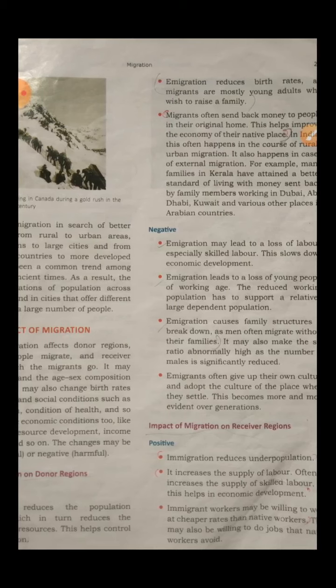Migrants often send back money to people in their original home. This helps to improve the economy of their native place. Like in India, this often happens in the course of rural-urban migration. It also happens in cases of external migration. For example, many families in Kerala have attained a better standard of living with money sent back by family members working in Dubai, Abu Dhabi, Kuwait, and various other places in Arabian countries. So this is a live example which we can observe in Kerala as well as in certain parts of Uttar Pradesh. Also, it's happening now. Negative factors.